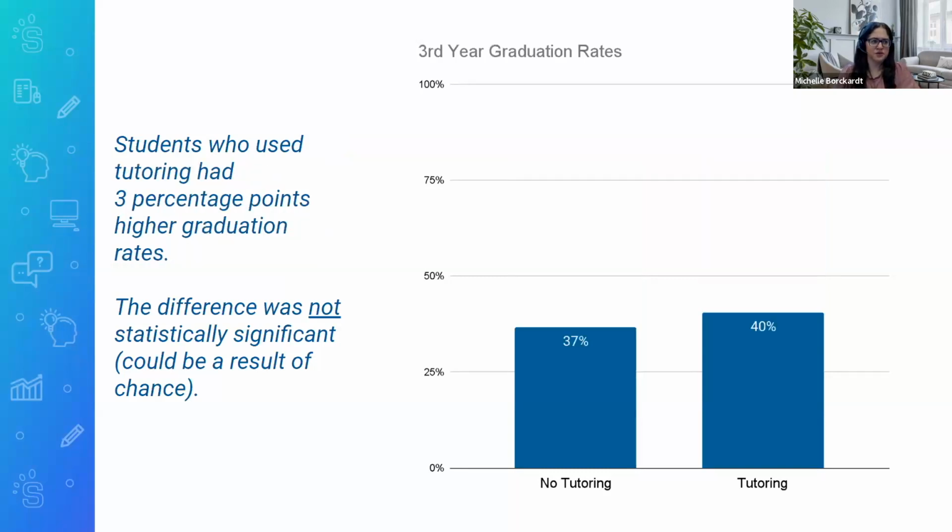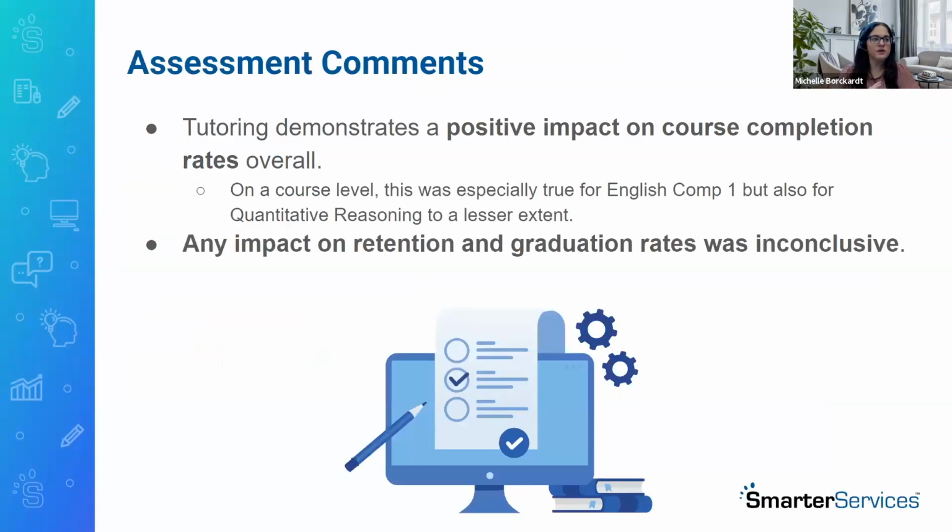We saw very similar with third year graduation rates. There was a slight increase, but again, it was not statistically significant. All of that to say, overall, we were very excited about the results. So for the retention and graduation rates, we would say that's inconclusive, but we can say that the assessment demonstrated the positive impact of tutoring on course completion rates, especially for English Composition 1, but also for quantitative reasoning. And so that's something we're really excited about that we can continue building upon in the future.